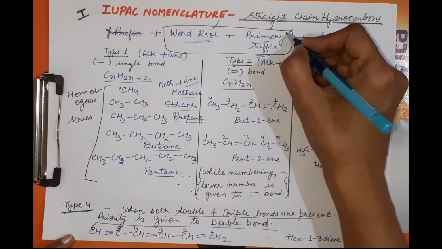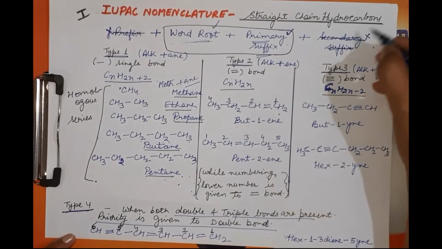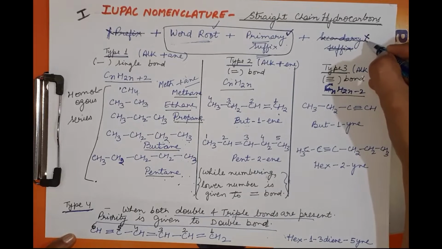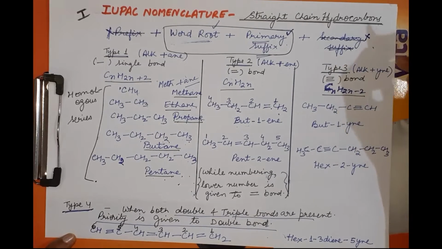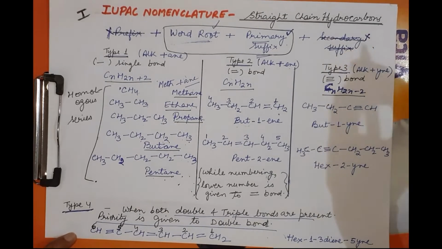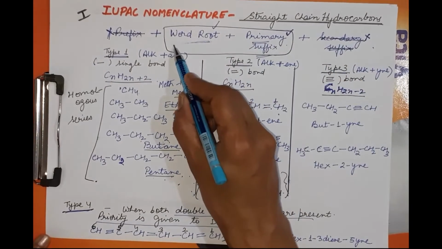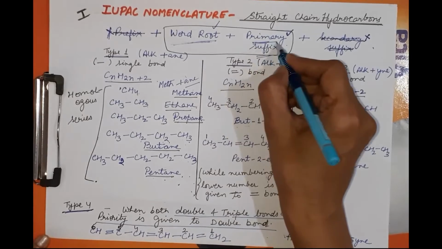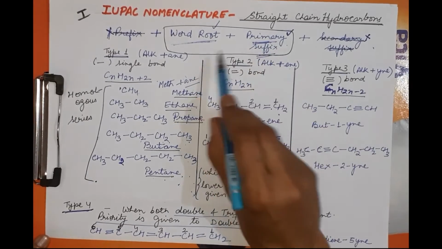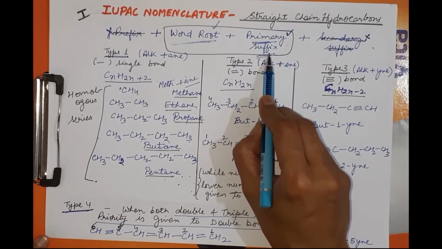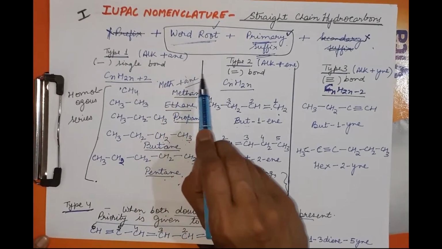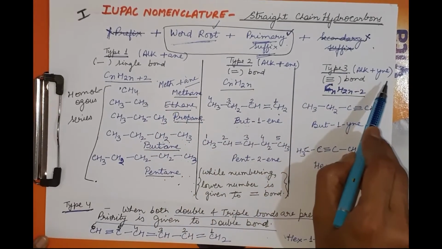The primary suffix is there, and the secondary suffix is not there because there is no functional group in these hydrocarbons. So we are left with only word root plus primary suffix. These two parts will be there. There are three types of cases.